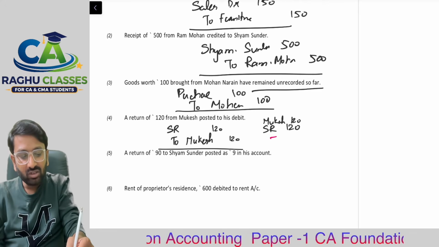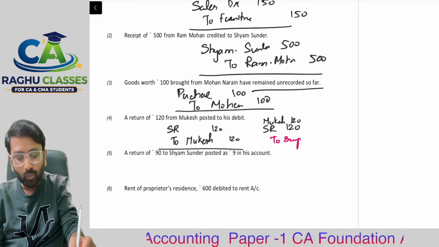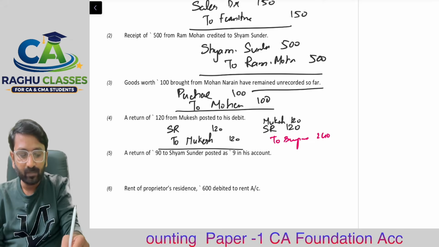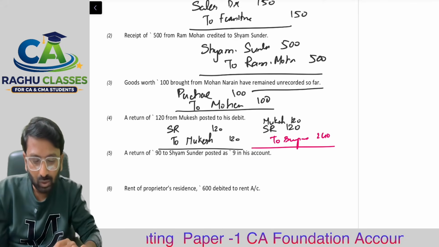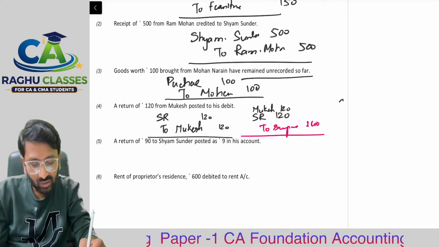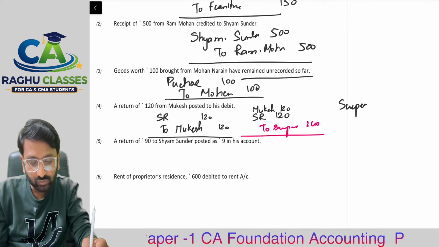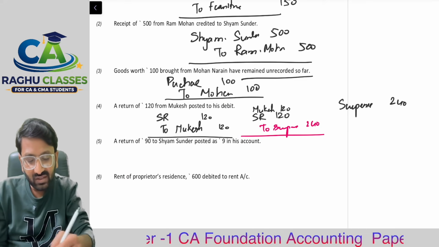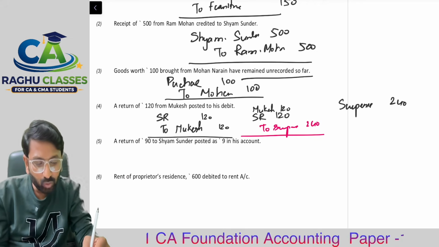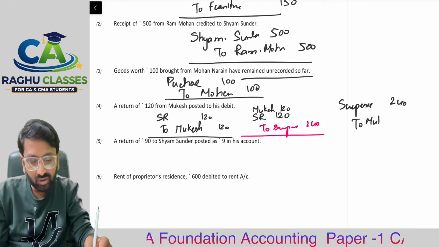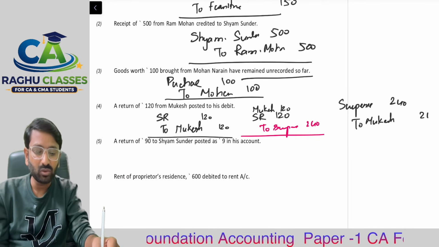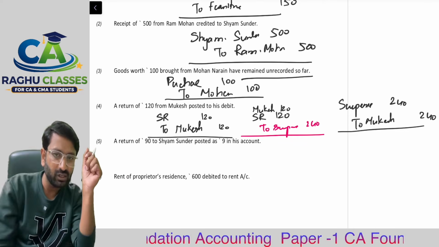So the TB will not tally. So suspense account would have been opened for 240 rupees. This will be the wrong entry. Now what will be the rectification? Cancel suspense account 240. Sales return, there's no problem whatsoever. Mukesh account credit 240. So suspense account debit to Mukesh 240 will be the rectification entry.